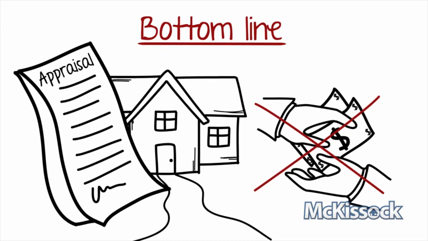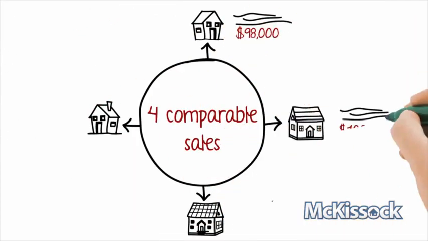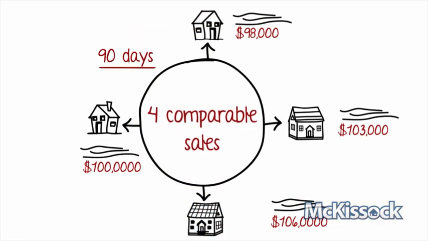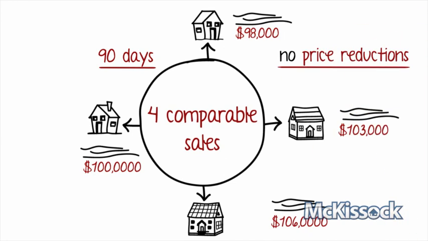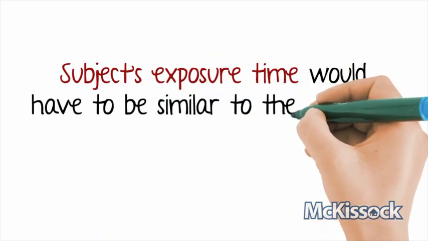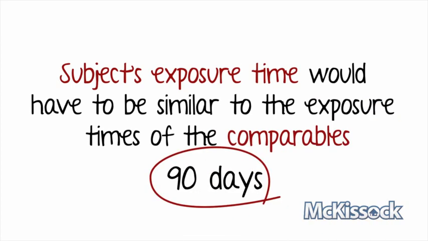So, try this one on for size. You're using 4 comparable sales. Each one was listed for a period of 90 days, give or take, and each went under contract with no price reductions. If those comps are good enough to indicate the subject's value, wouldn't it make sense to think that the subject's exposure time would have been similar to the exposure times of the comparables? In other words, 90 days, give or take?